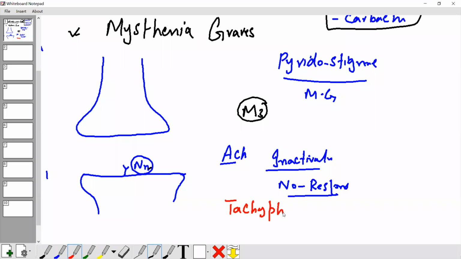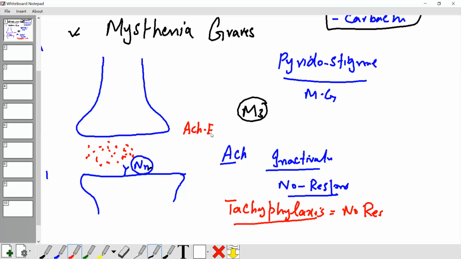Write this term, tachyphylaxis. What is tachyphylaxis? Tachyphylaxis means no response given by the receptor. If acetylcholine is at very high concentration, which enzyme do we use here? The acetylcholinesterase enzyme. So now you use a drug to block it. Which drug do we use? Pyridostigmine, an acetylcholinesterase inhibitor.